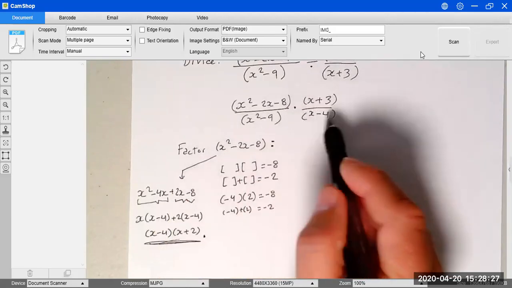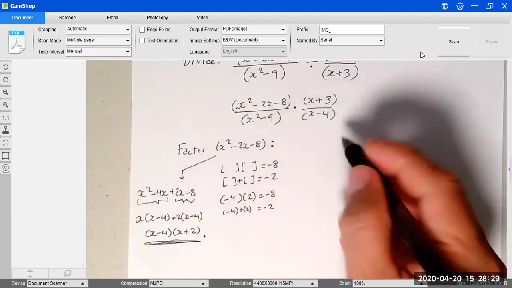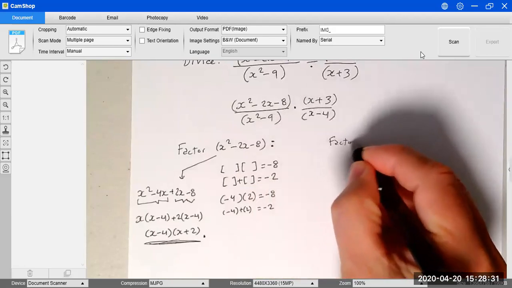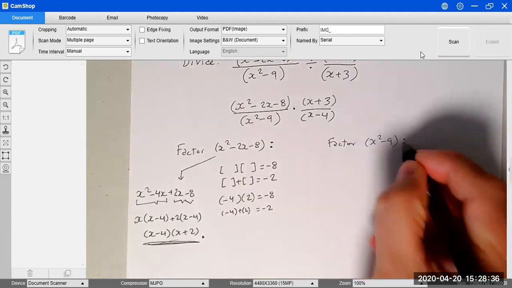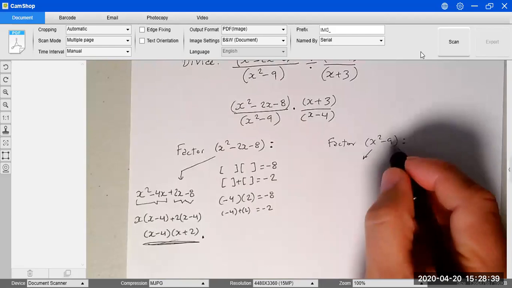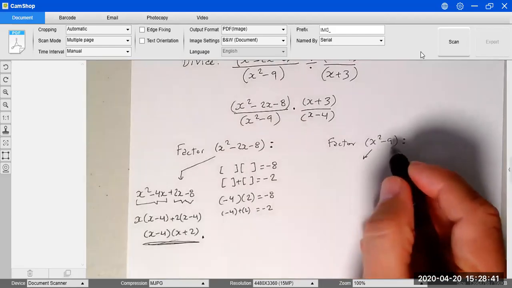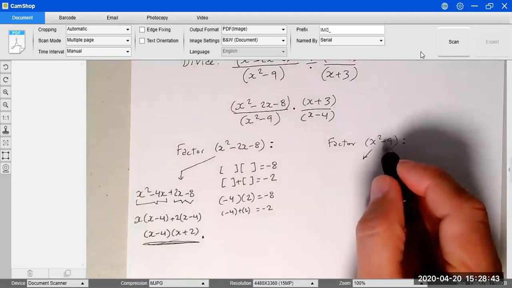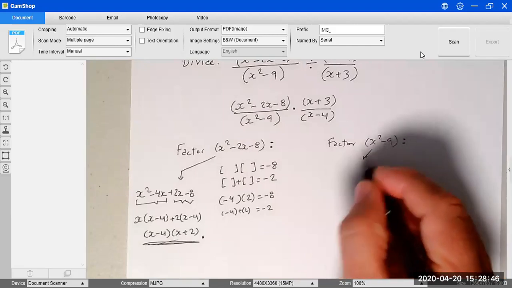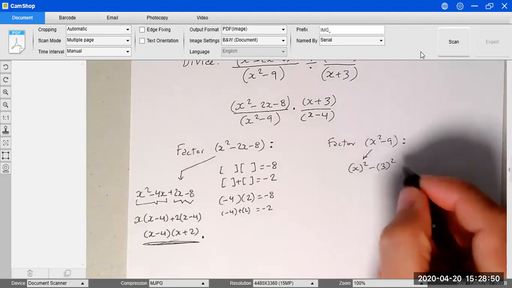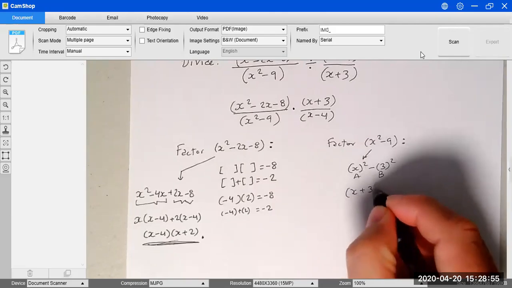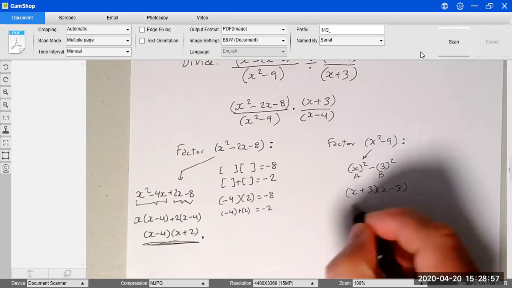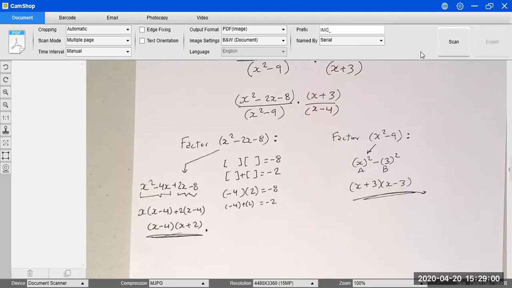You cannot factor this, you cannot factor this, so the only one that we can factor is this other piece, this denominator. So we're going to factor x squared minus 9. So you can see that this is a perfect square, this is another perfect square, and this is a difference. If this was a sum, then you cannot factor anything, but this is a difference, so that means that we can write this as a difference of perfect squares. So this is my a, this is my b, so you're going to write x plus 3 times x minus 3. So that's what we have.